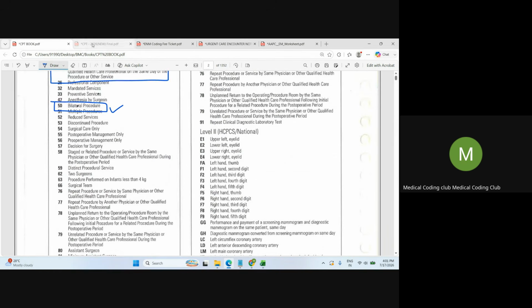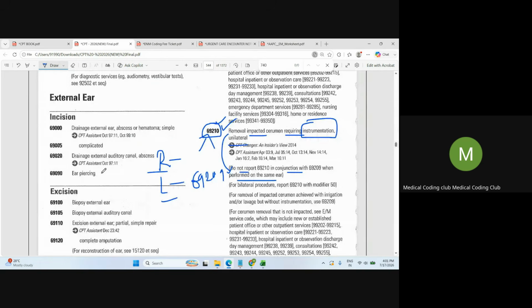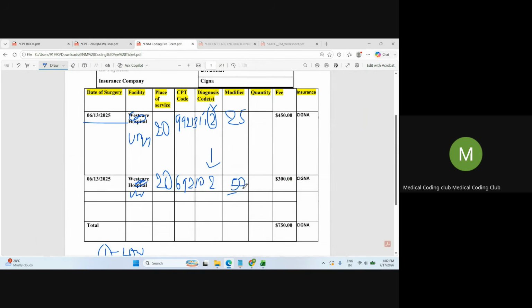As you can see, the 69210 code contains the information as unilateral. Instead of unilateral, if the code had bilateral information, you should not take the 50 modifier with it, because the code itself has a bilateral meaning. In that case there is no need to use modifier 50. Since we do not have that information, you can use modifier 50. For a bilateral procedure, report 69210 with modifier 50. It is acceptable.